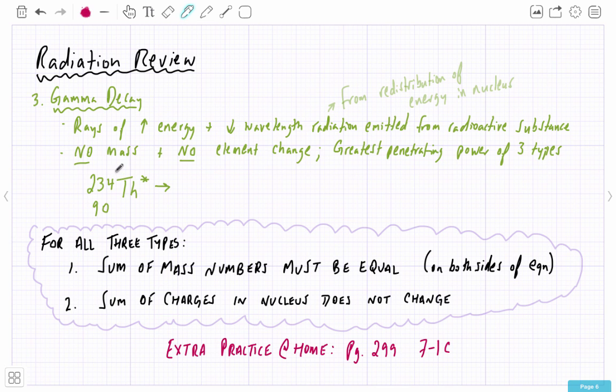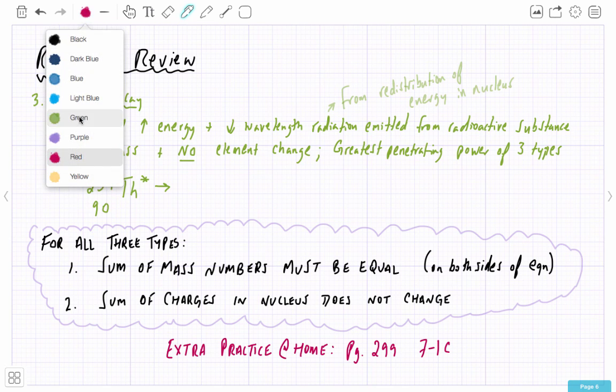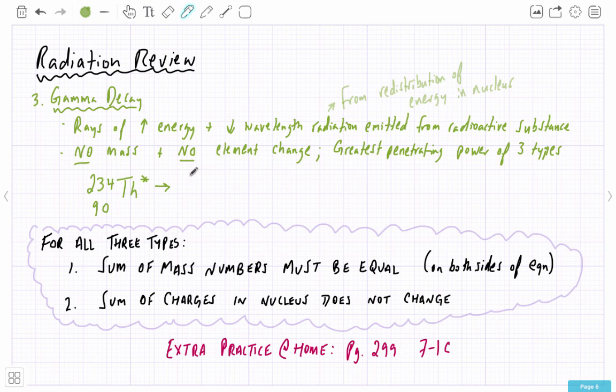Gamma decay, we show this through another equation where we're going to end up with the same mass and the exact same atomic number, but this time we have a star on the reactant side and no star on the product side. We still have to show our zero change, and that's our gamma particle right there. This little star just shows that we're going from a higher energy state to a lower energy state.